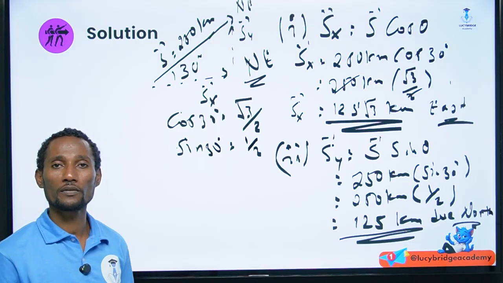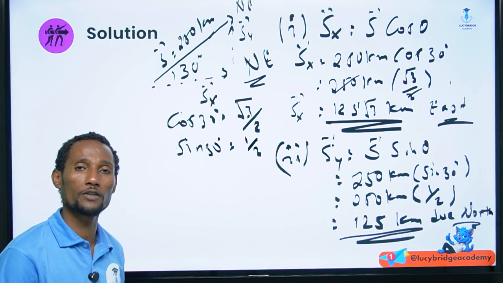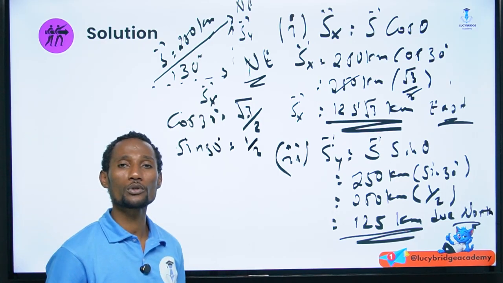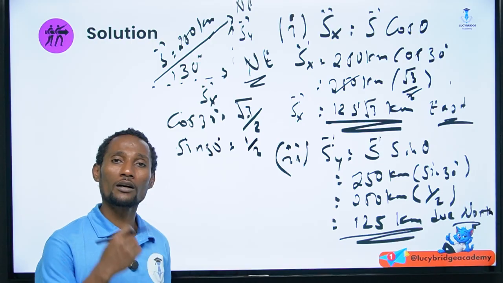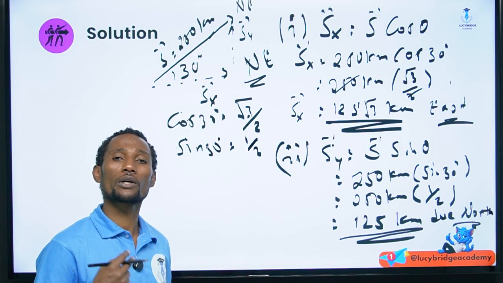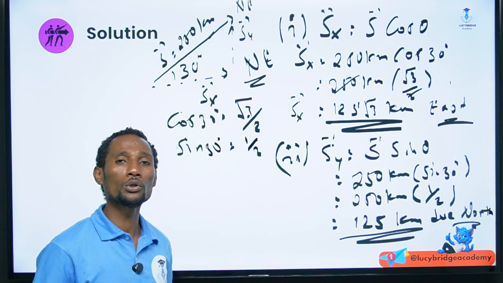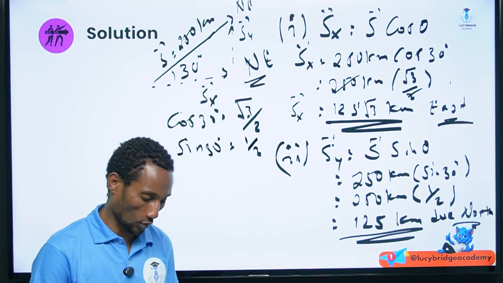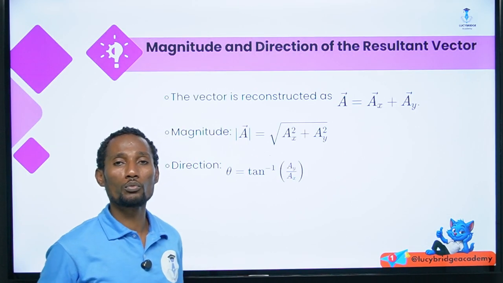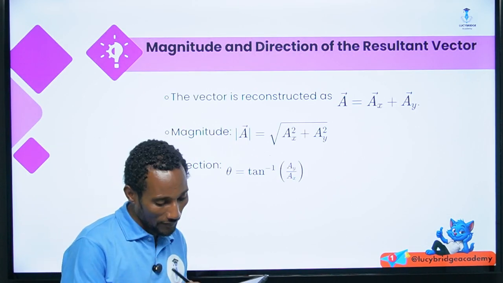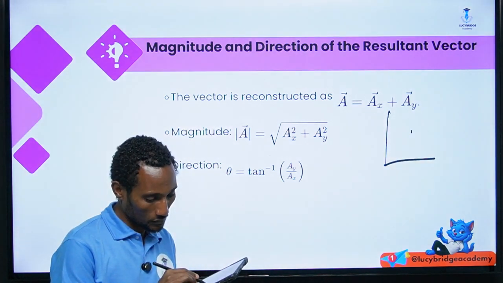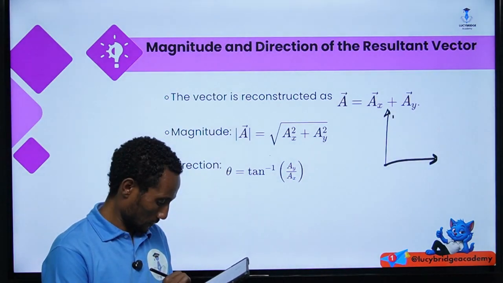The resolved vector. So this is what we call resolving a vector: you can split one vector into two different components. In this case, the basic thing we use here is the right angle triangle theorem, for the resolved vector.